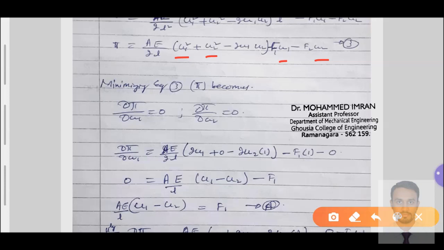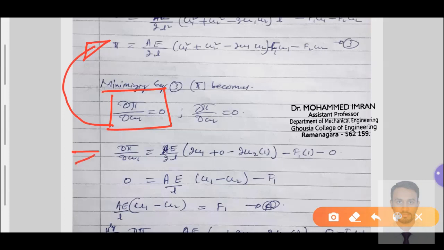So we have two unknowns, u1 and u2, minimizing twice with respect to u1 and with respect to u2. So partially differentiating equation number 3 with respect to u1 and partially differentiating with respect to u2. The first condition we'll take to minimize the equation, that is dou pi by dou u1, differentiating equation number 3, is equal to 0. Dou pi by dou u1 is equal to 0.